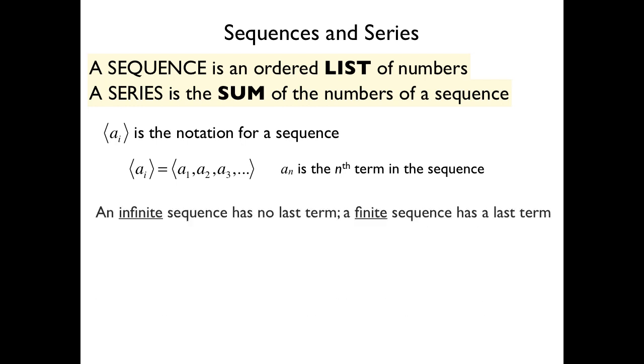So, like I said, an infinite sequence has no last term, like the one we just looked at. If it's just dot, dot, dot, and there's no last term, it's infinite. A finite sequence has a last term. So here's an example of a finite sequence with 20 terms, right? 20 terms, the last term is a 20.